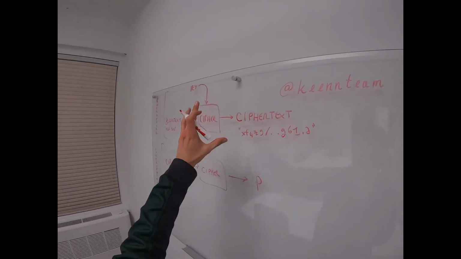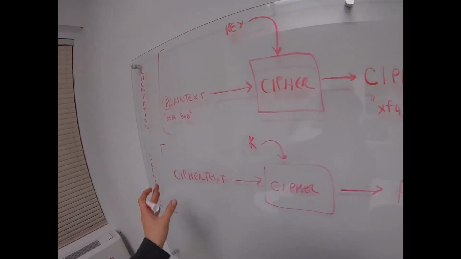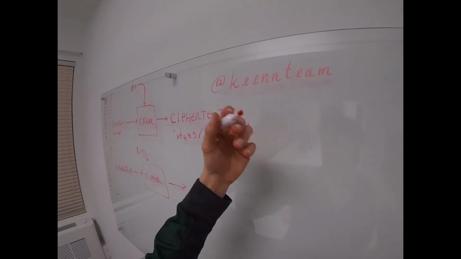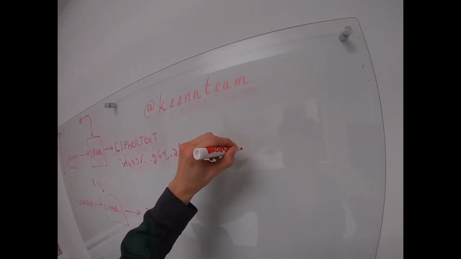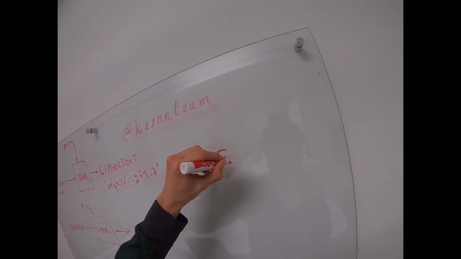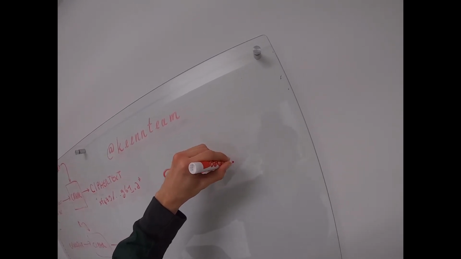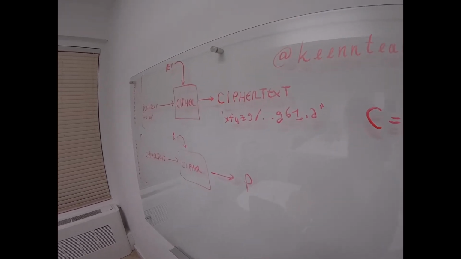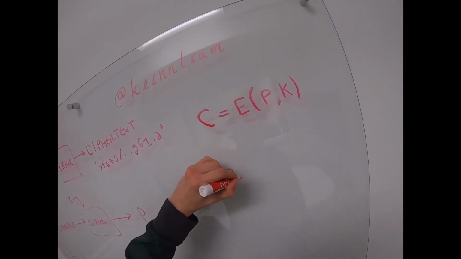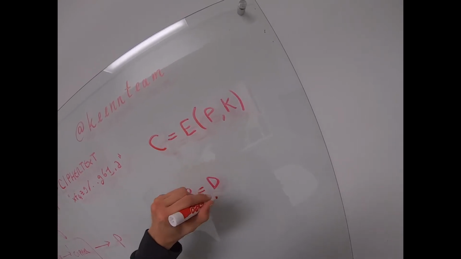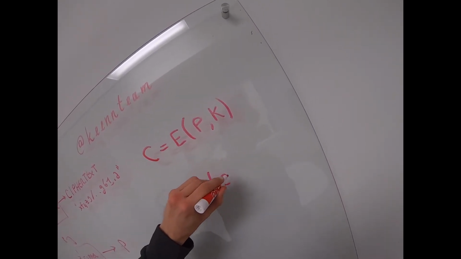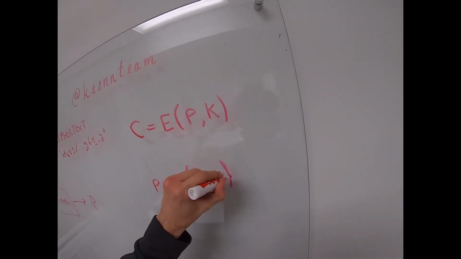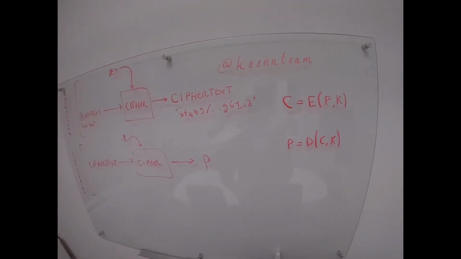We can write these two procedures, encryption and decryption, in a mathematical way by saying that the ciphertext is equal to encrypting the plaintext with the key. At the same time, the plaintext is equal to the decryption of the ciphertext and the key. Just a small thing I forgot to add.